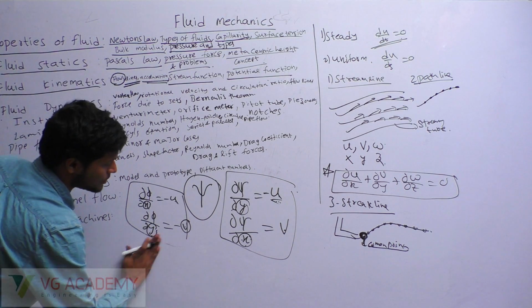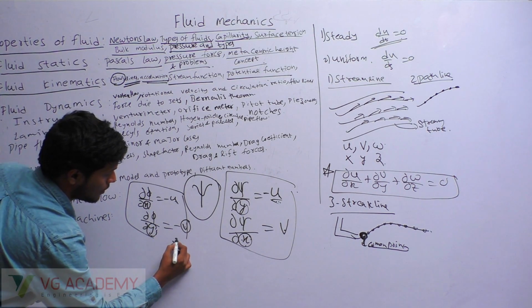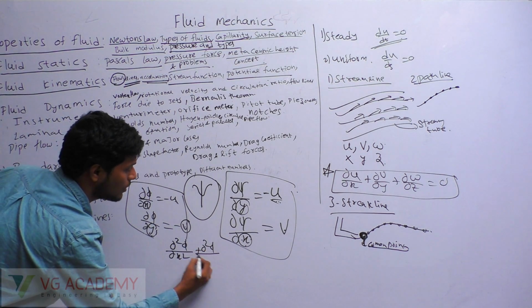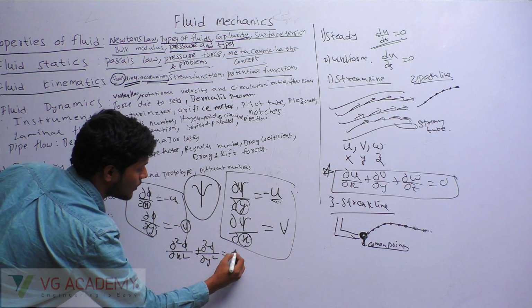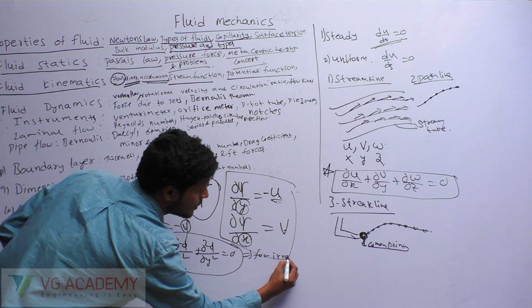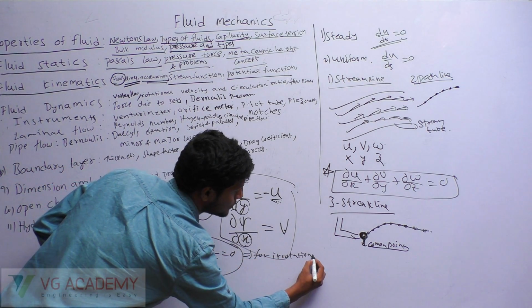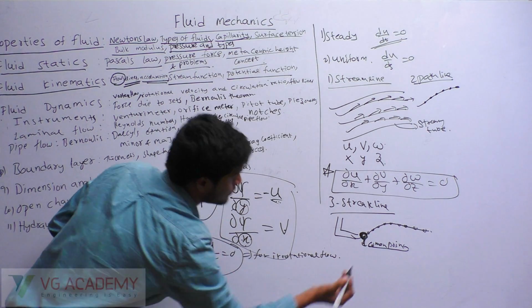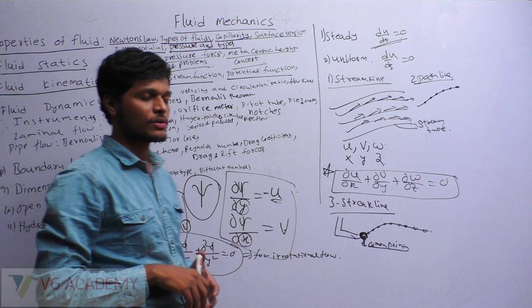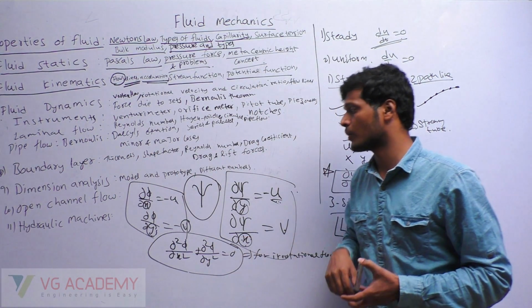What is that Laplace equation? Dou square phi by dou x square plus dou square phi by dou y square is equal to 0. This is only for irrotational flow. So remember, this is called the Laplace equation: dou square phi by dou x square plus dou square phi by dou y square is equal to 0.